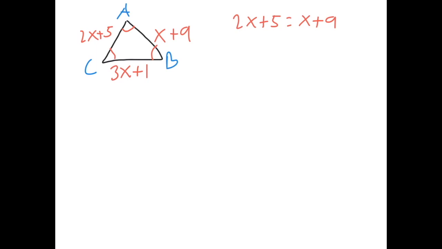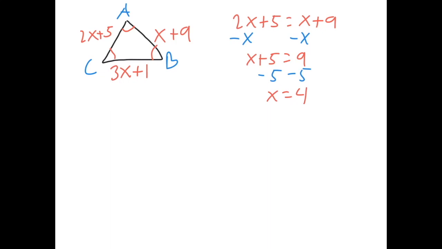So subtract x from both sides, and that'll give us x plus 5 equals 9, and then subtract 5 from both sides, and that'll give us x equals 4. So we know x is 4. Now we can use that to find the measurements of all the sides.